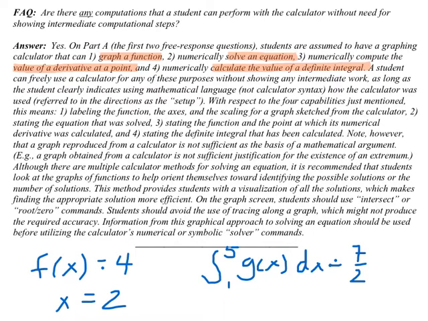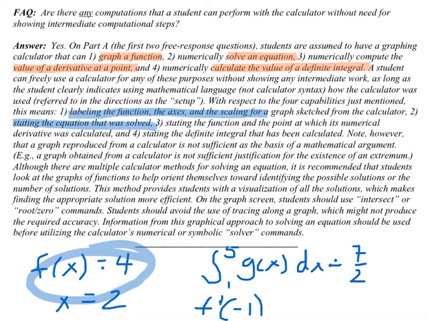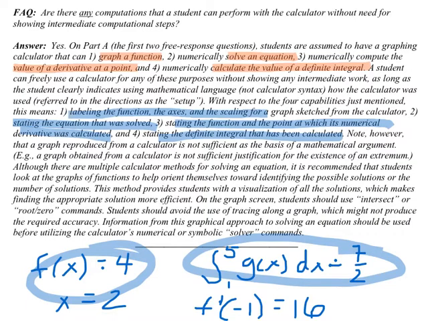They talk about some of the extra things that you should be able to still be doing. If they ask you to graph, you should still be labeling the function, the axis, and a scale. Okay. Stating the equation that was solved, that's just like what I did here. Stating the function and the point at which its numerical derivative was calculated. So for example, writing that f prime of -1 equals 16. I don't know, I'm picking random numbers. So that's stating the function and the point at which the numerical derivative was calculated. Okay, that's that. And then the last thing is stating the definite integral that has been calculated. That's just what I did here. Okay.